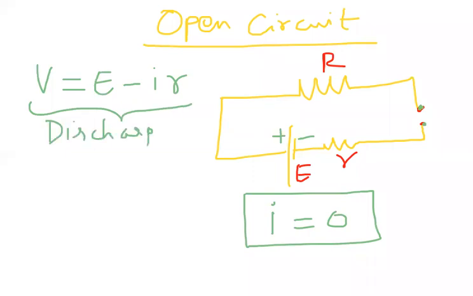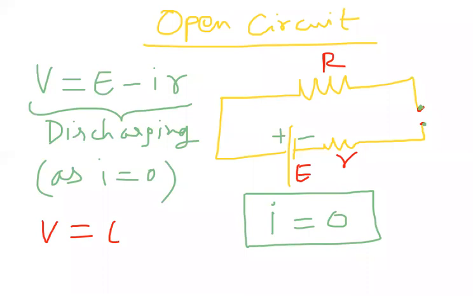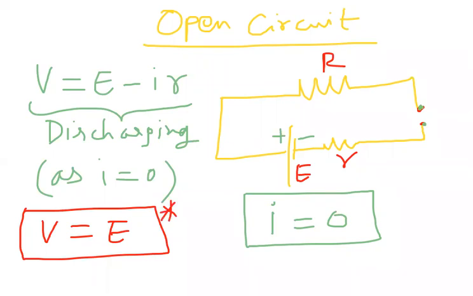But in the discharging equation, as the I value is equal to 0, now what should I write? V is equal to simply E. I is equal to 0 means V is equal to E. This is the open circuit, where the potential difference is equal to EMF. In open circuit, the potential difference across the external resistance is equal to the EMF of the cell.